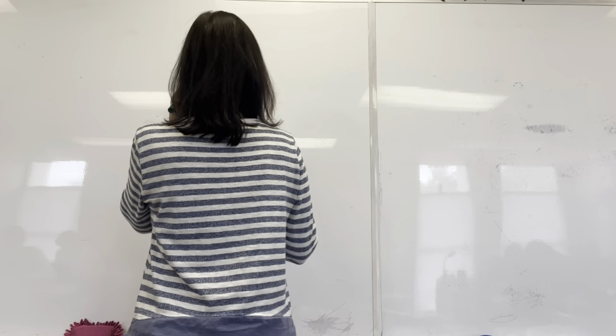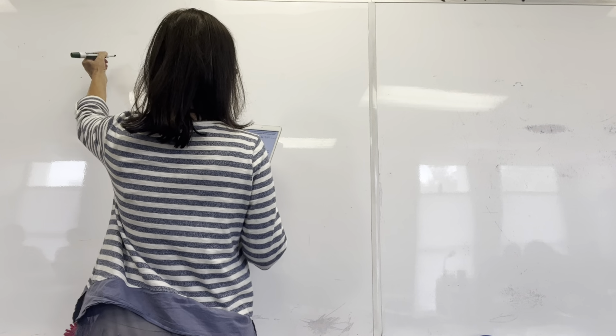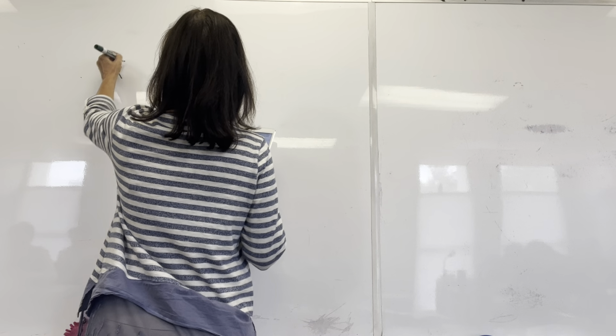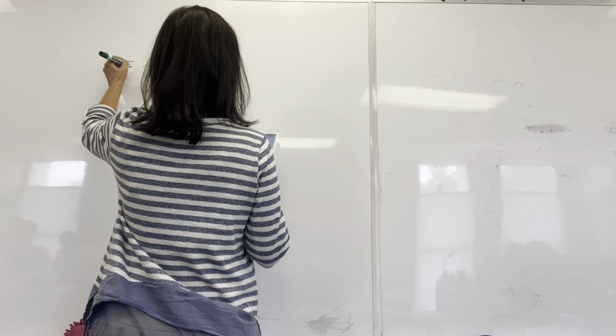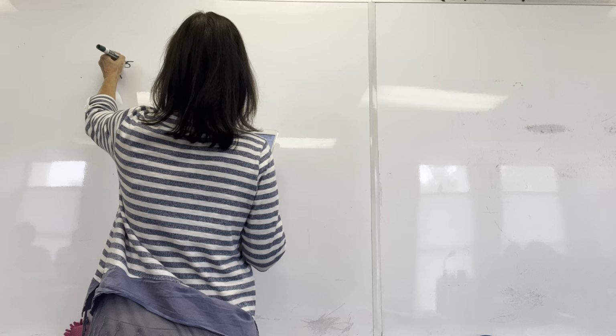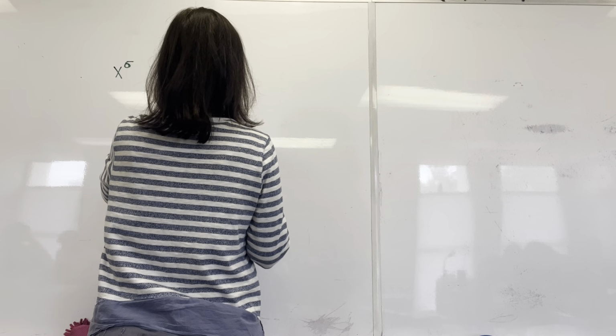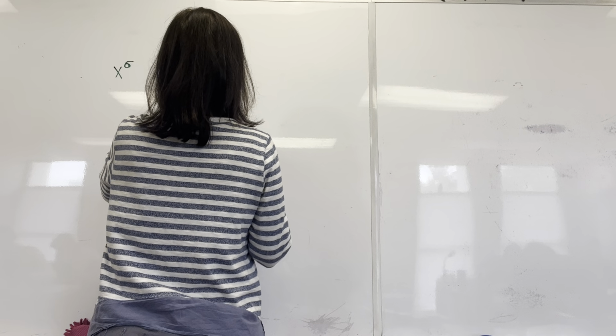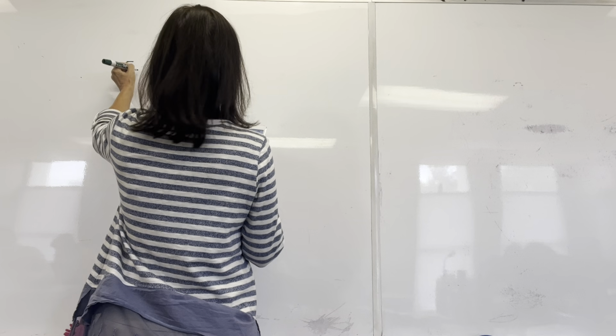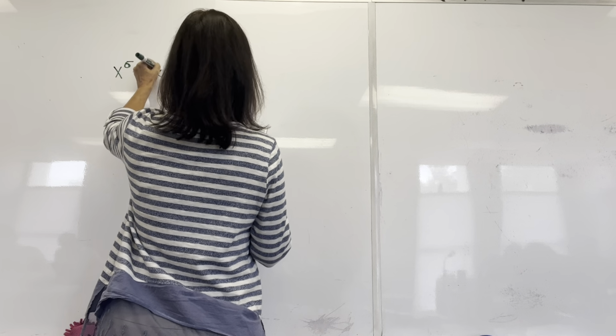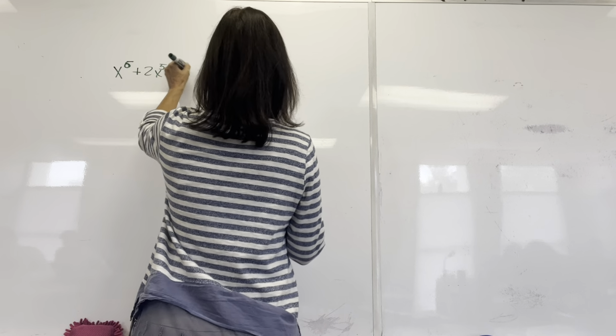Now we have x to the 5th. Oh, but we only have factors of 2 over factors of 1. X to the 6th plus 2x to the 5th. Oh, well this is nice. X to the 6th plus 2x to the 5th. What would you do first here, ladies and gentlemen?